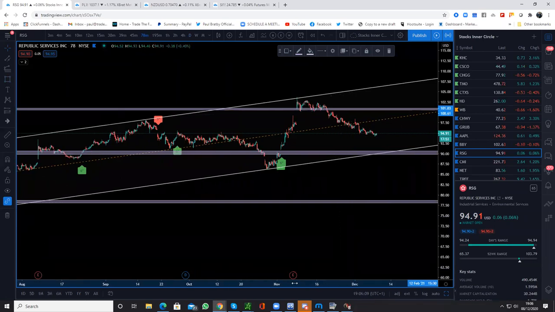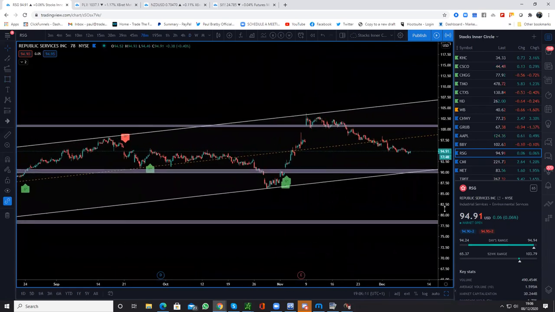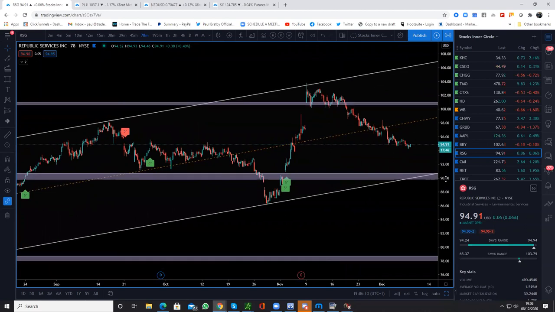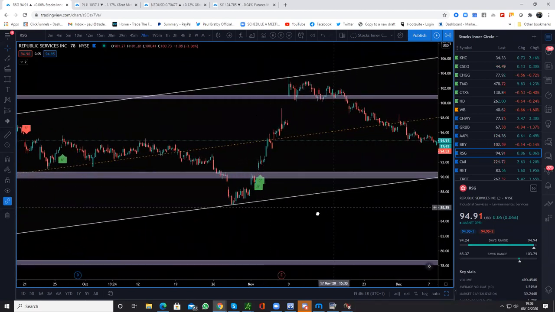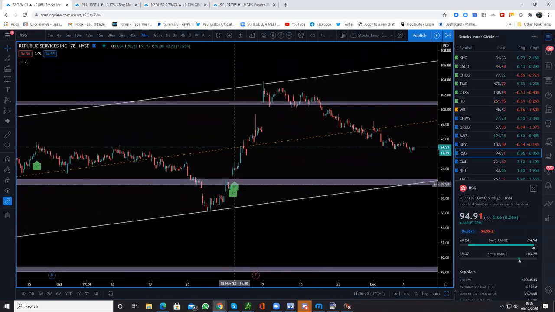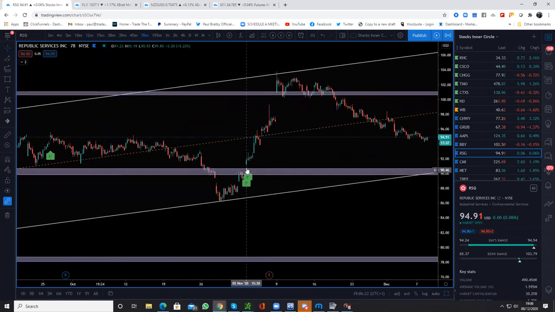So put those in. I didn't know where it was going to be. I just put them on. Okay, so we've got 5 and 6-star. This is the latest trade. 5 and 6-star buy. We get those just after it's pushed through a support and resistance zone.